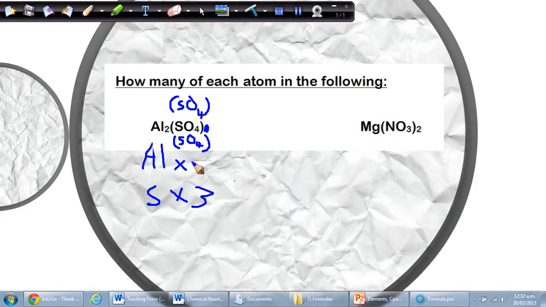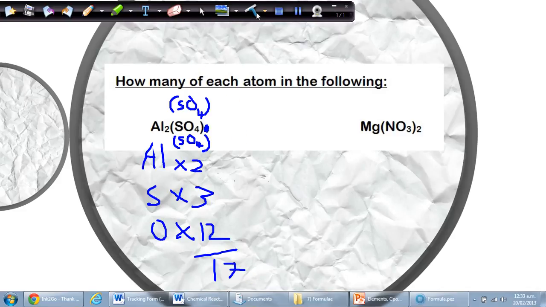Aluminium, we had 2 of those. Okay, and oxygen, we've got 4 and another 4 and another 4. So that's actually 12. Okay, so we can add that all up. 2 and 3 is 5, plus 12 is 17.